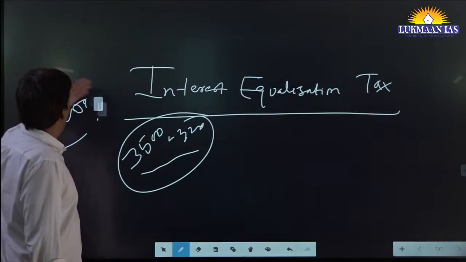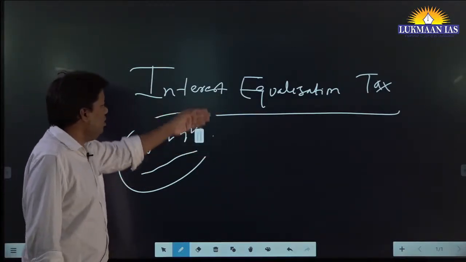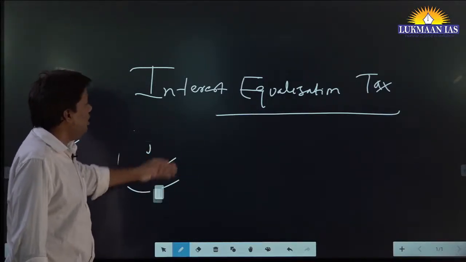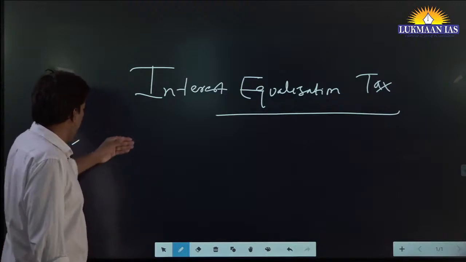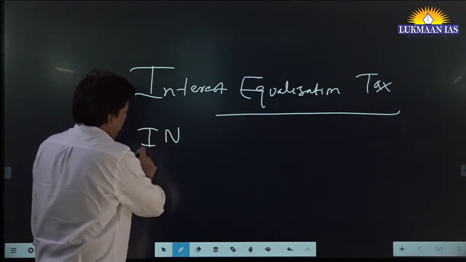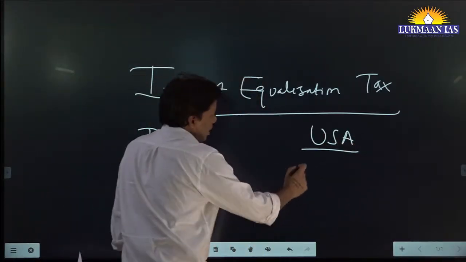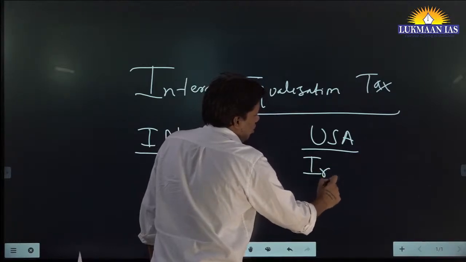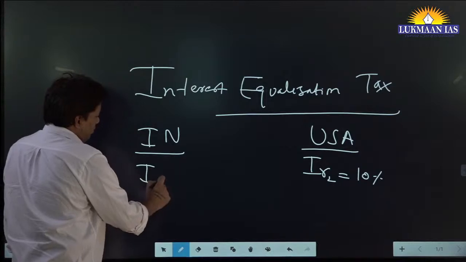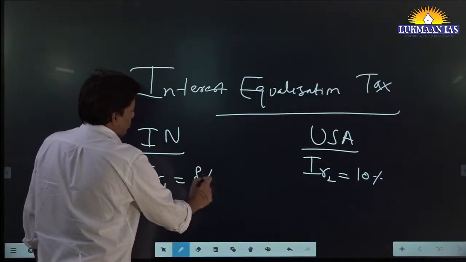Now, given that sterilization may not be effective sometimes, governments and central banks adopt an interest equalization tax. What does it mean? Let's again take two scenarios. India is there and USA is there. The interest rate in USA is, let's say, 10%, and the interest rate in India is, let's say, 8%.